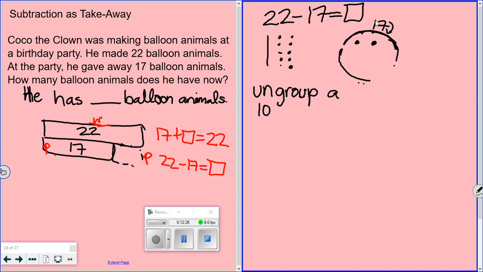My value hasn't changed. It just looks a little different. Now, instead of having 2 tens, I have 1 ten and 10 ones. It's still worth the same amount. It just looks a little different.